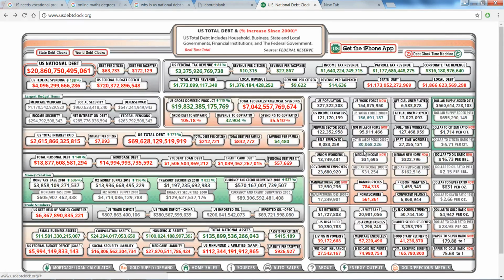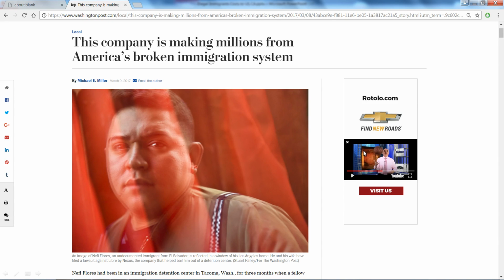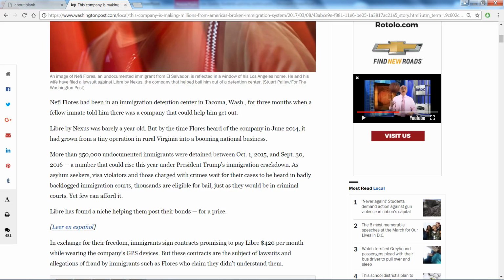It's going up. And then they talk about some companies which are making so much money from our broken immigration system, like selling and installing these GPS systems, or these attorneys filing bail bonds for these criminals who are breaking the law.